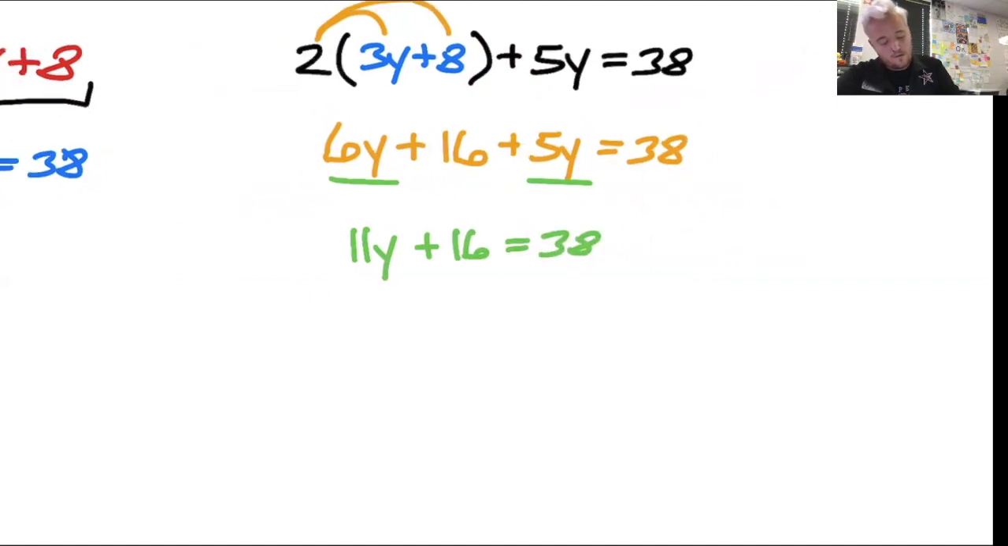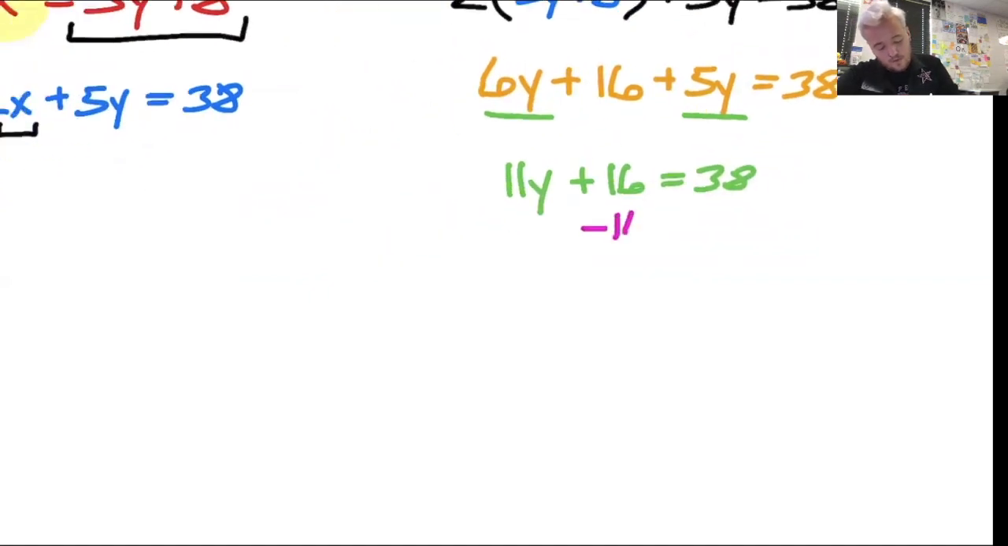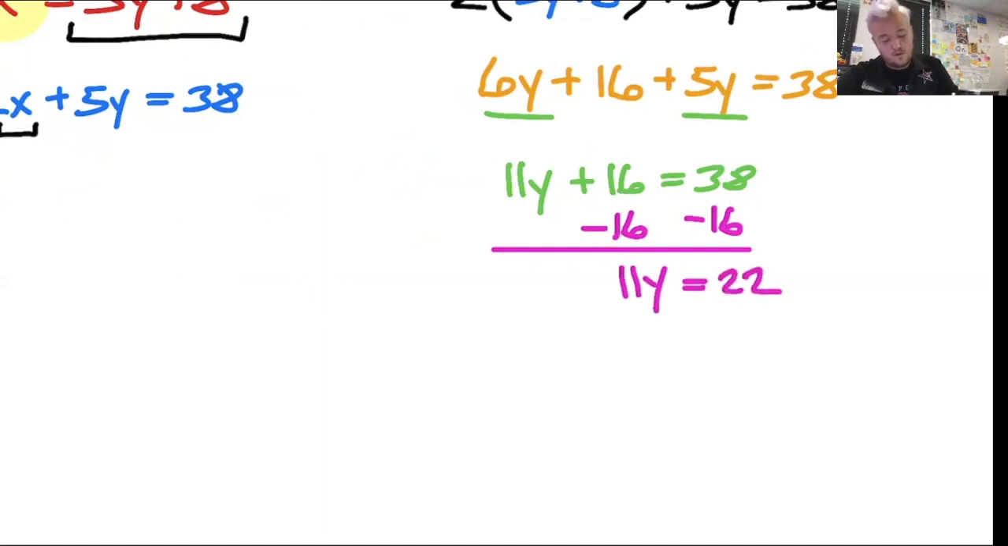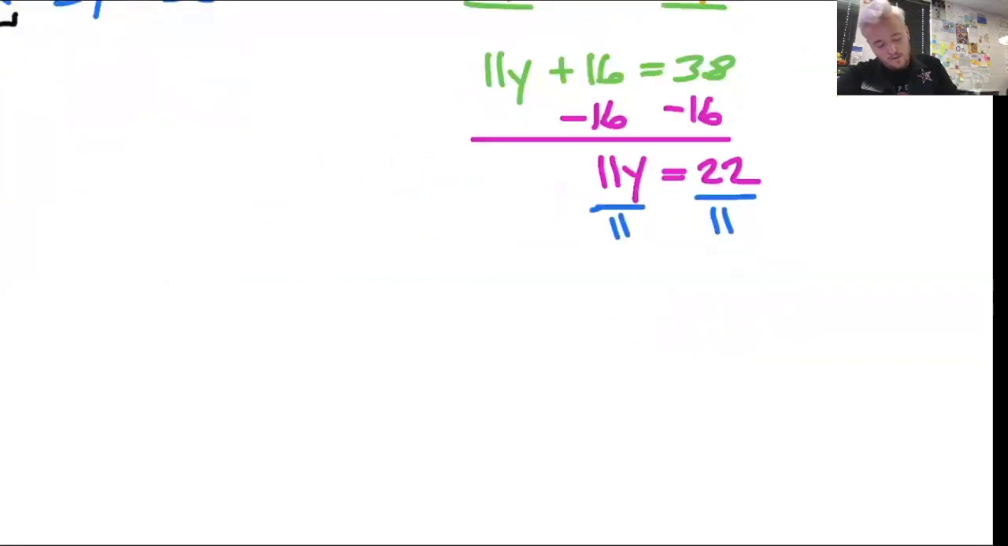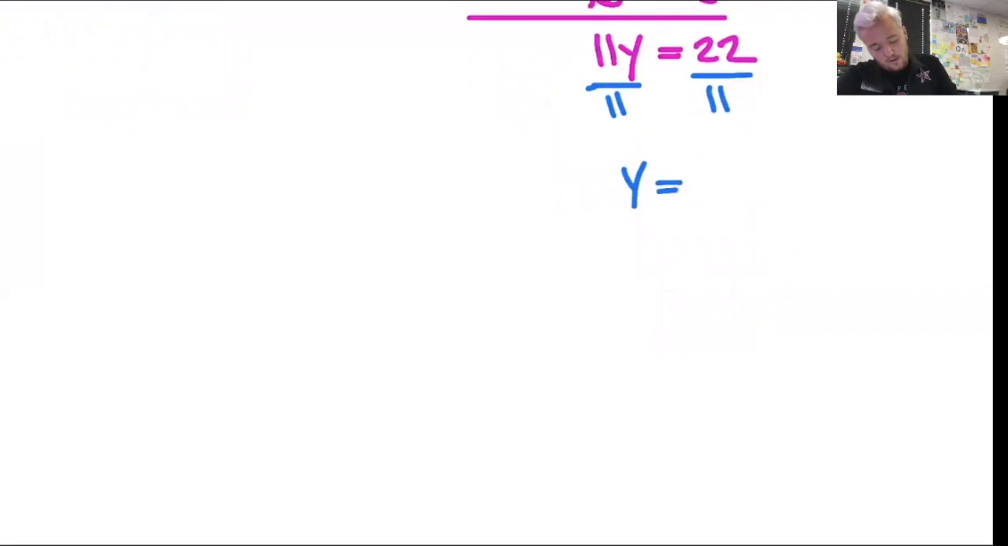So the next step here, we're solving for y. I'm going to subtract 16. So we're going to have 11y equals 22. From here, I need to divide by 11, so I'm going to have y equals 2.